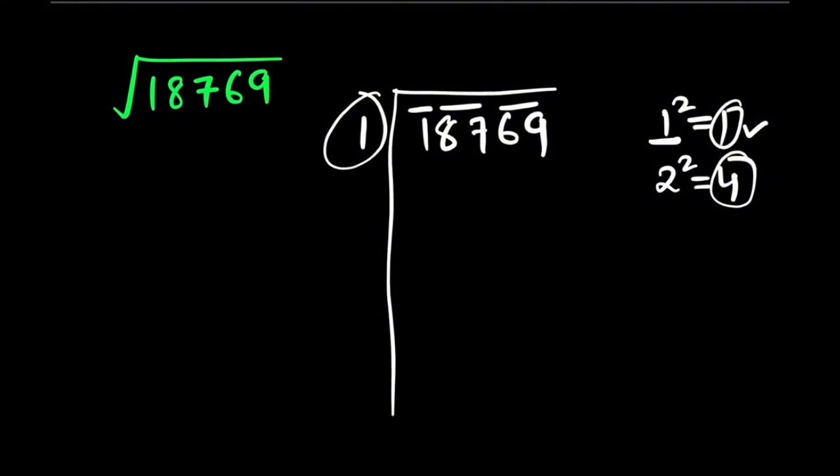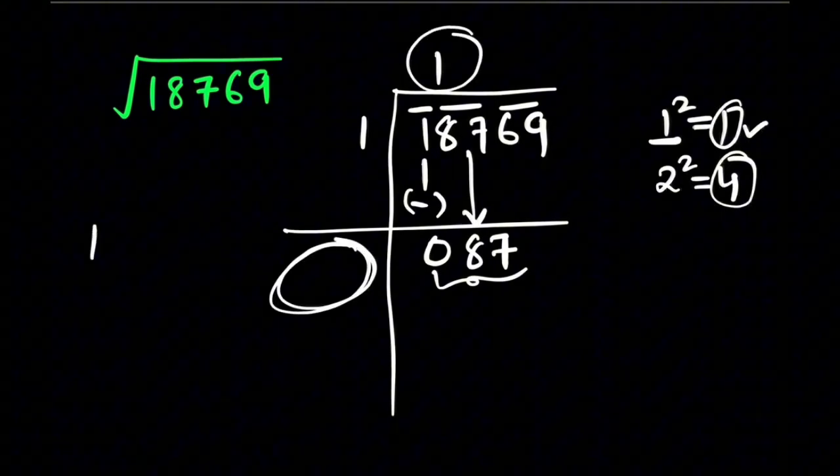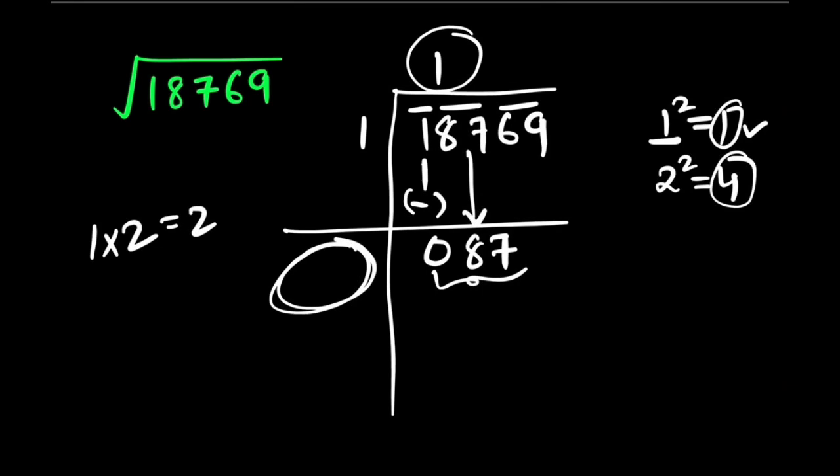And the same divisor will go in the quotient, that is 1. So 1 times 1 equals 1. Now subtract 1 from 1, which equals 0, and bring this pair down, that is 87. So now the dividend is 87. The divisor here will be simply double of this quotient. So 1 times 2 equals 2. So write 2. Now the next part is the trial and error method. So there is a number here, and let's find out what that number is.